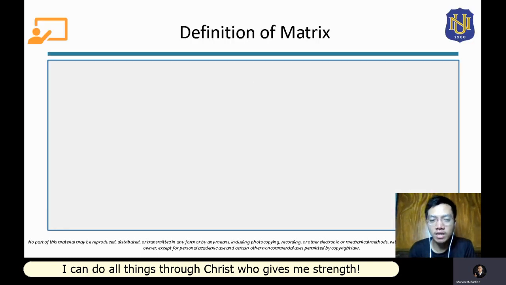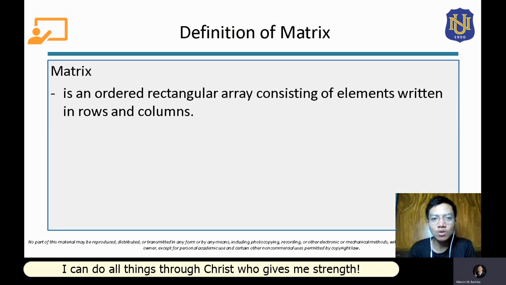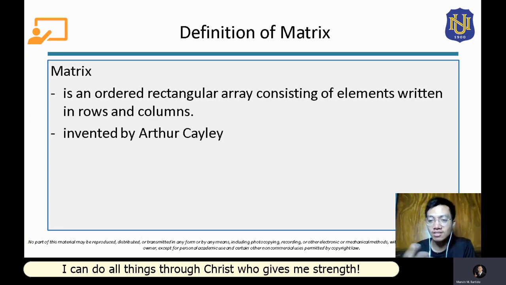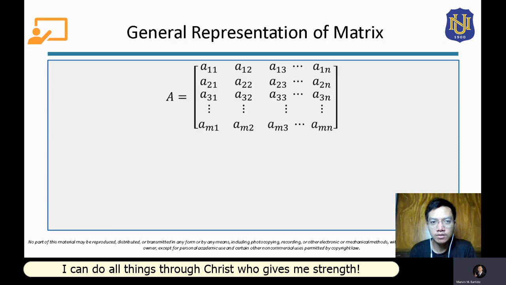Let us first define what is matrix. A matrix is an ordered rectangular array or arrangement consisting of elements written in rows and columns. This was invented by Arthur Cayley. There are actually a lot of applications of matrices in engineering, like solving a large system of equations. So, we can use matrix in solving those. Let's proceed.